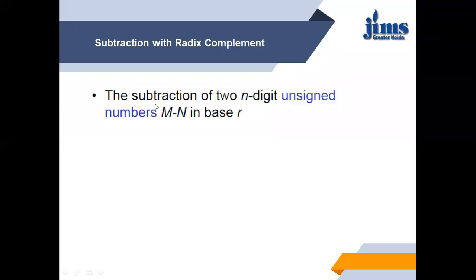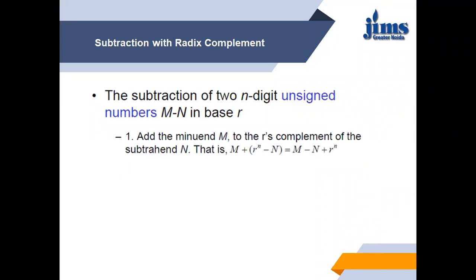The subtraction of two n-digit unsigned numbers. Suppose we have to calculate m minus n, and the number base system is r. Then we are formalizing it in the generalized form. Then we'll go to the decimal number and the binary number.